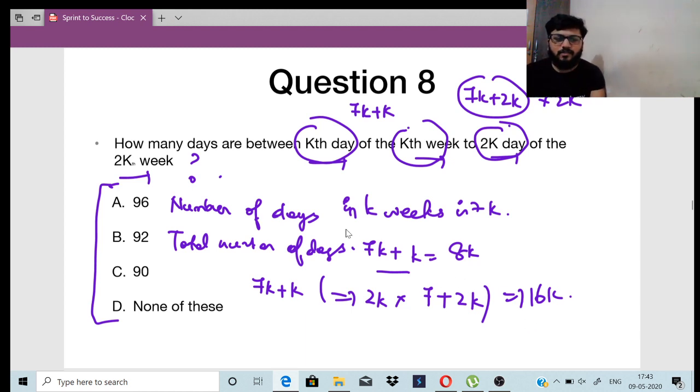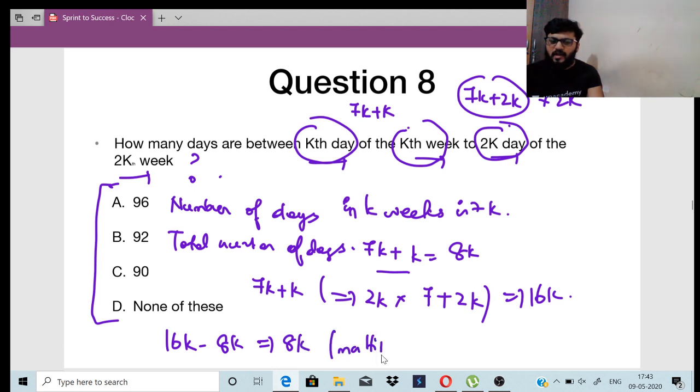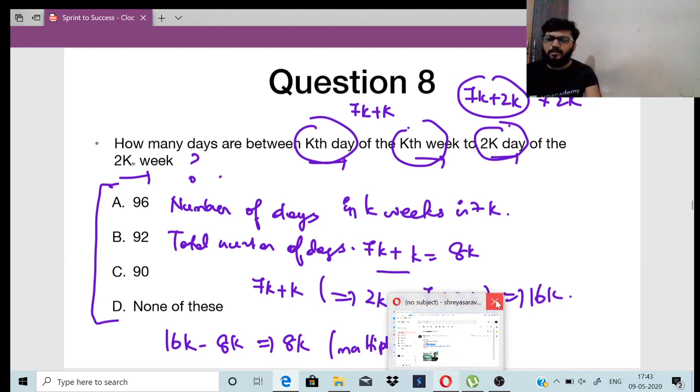So what have they asked? How many days are between the kth day and the kth week? Now tell me, how many days will be there? So it is 16k minus 8k. The answer will be 8k. It is a multiple of 8.